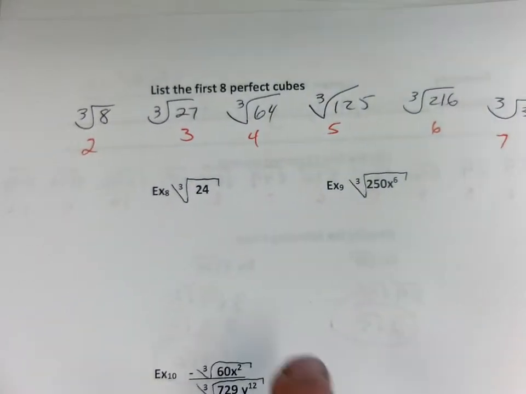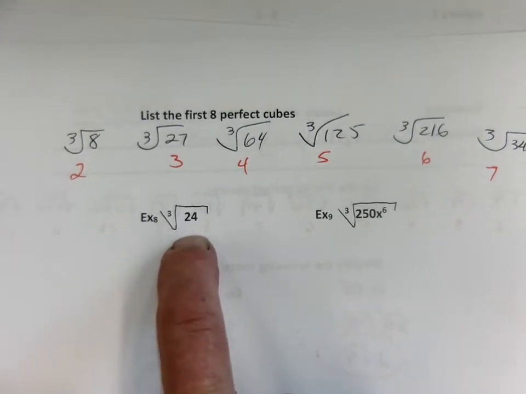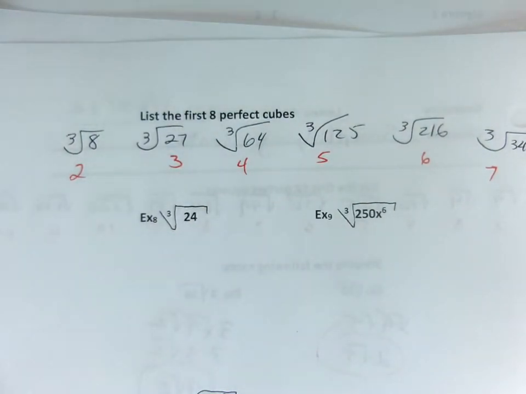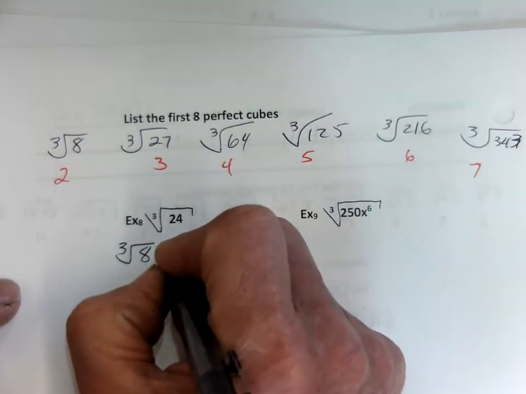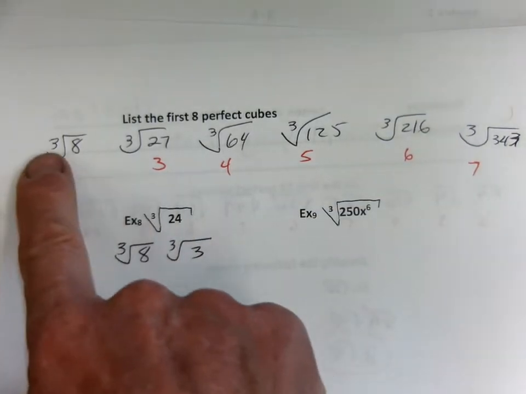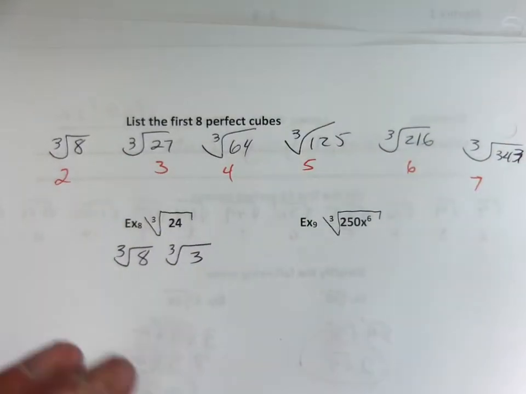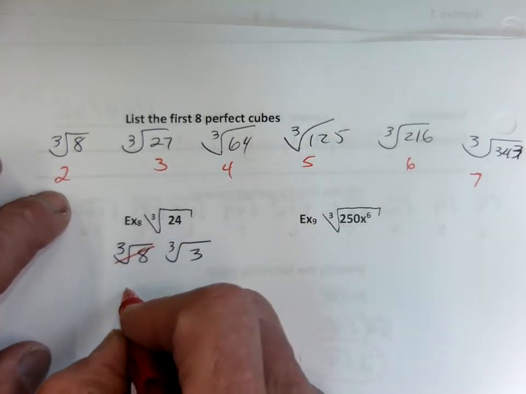So if we look at 24, and we're going to say what times what makes 24? 6 times 4, no. We want one of those numbers. 2 times 12, no. I want one of those numbers, right? So how about 8 times 3, right? Everybody agree? Okay, so I'm going to rewrite this as the cube root of 8 times the cube root of 3, because 8, we needed one of these numbers, okay? The cube root of 8 is 2, right?